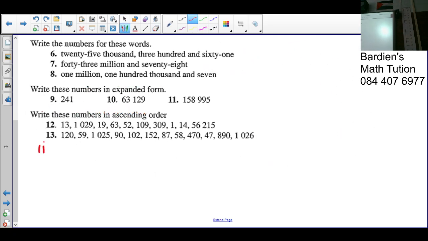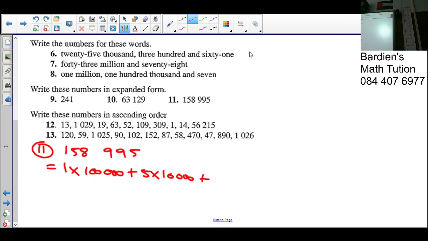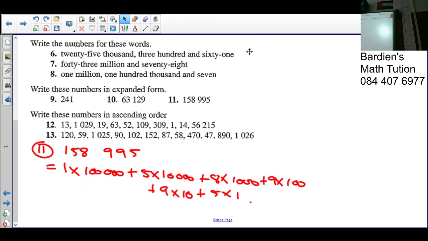Let's look at number 11. 158,995. It's 1 times 100,000 plus 5 times 10,000 plus 8 times 1,000 plus 9 times 100 plus 9 times 10 plus 5. Any confusion there?